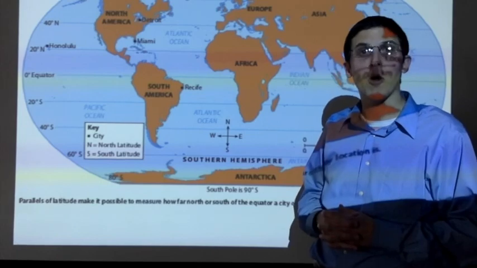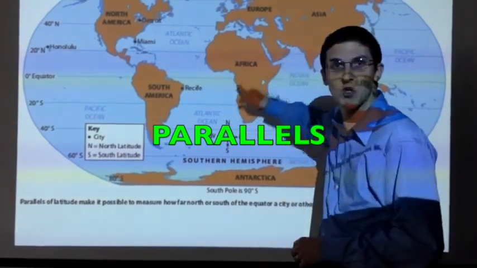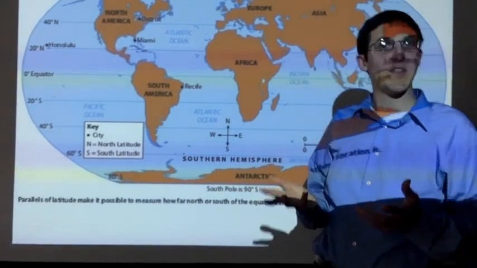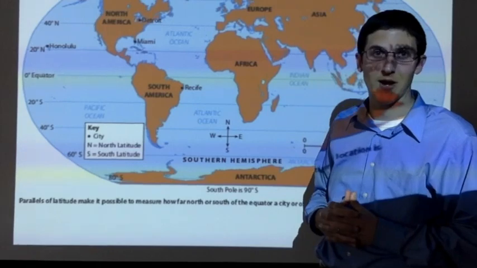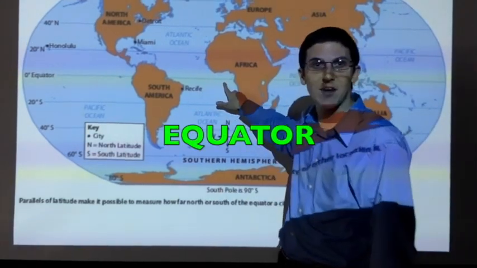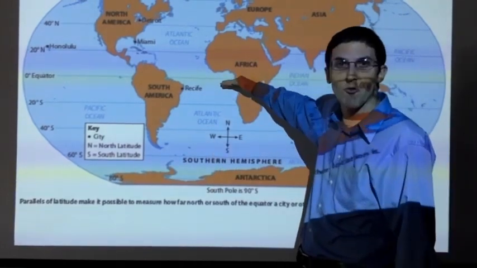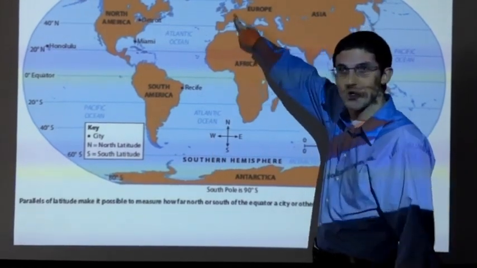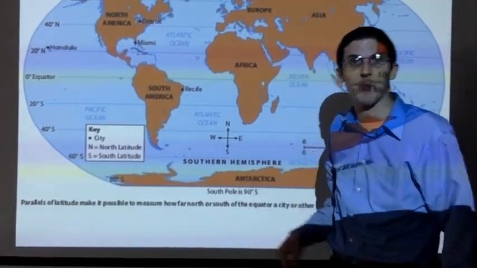Lines of latitude are called parallels. That's because they run parallel to each other, like railroad tracks. They stay the same distance apart and they never touch. The middle parallel is called the equator. It's 0 degrees latitude. It cuts the globe directly in half and divides it into a northern hemisphere and a southern hemisphere on the bottom.